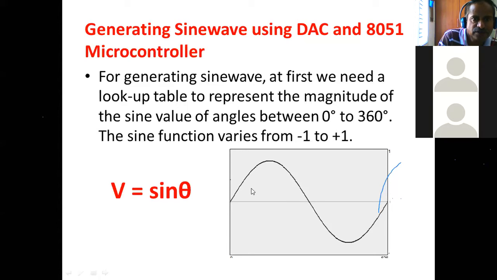Yes, for generating sine wave, first we need a lookup table. We need a set of data which is to be stored in some memory location. It is called a lookup table. It represents the magnitude of the sine value of angle between 0 to 360 degree. The sine function varies from -1 to +1.